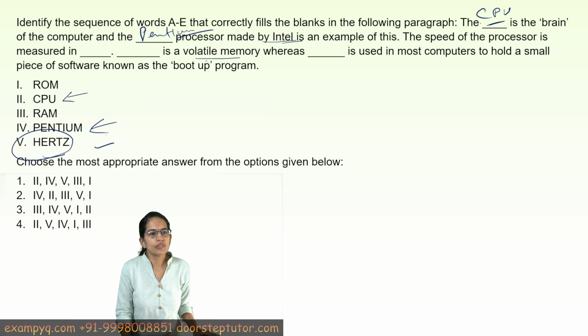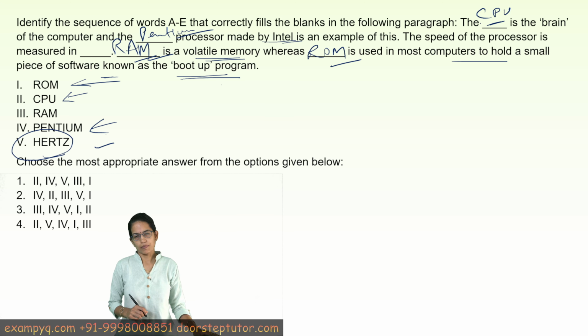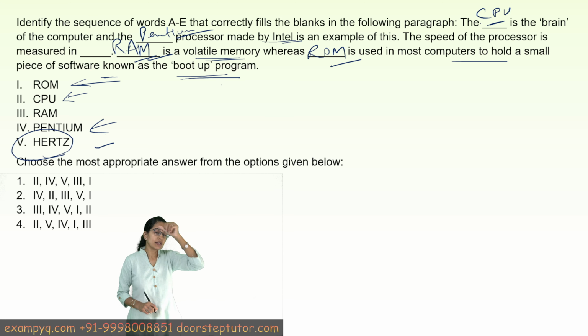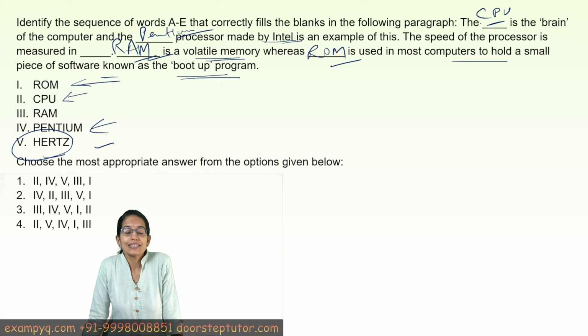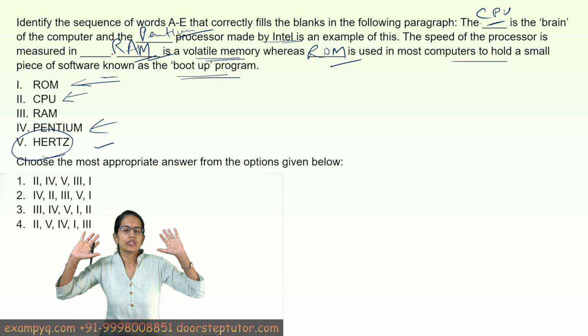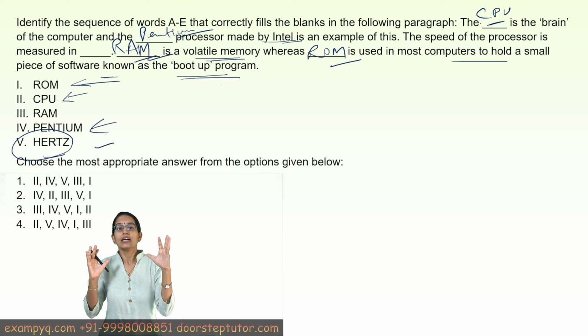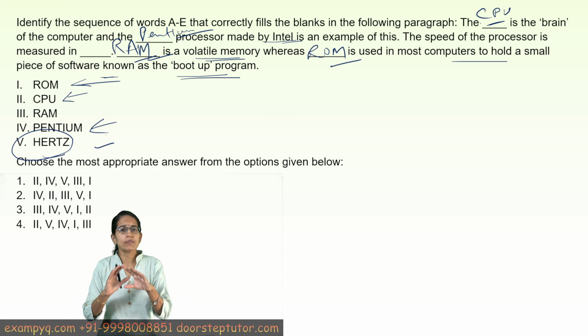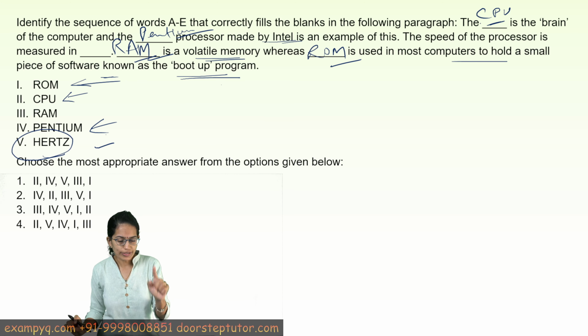Now it says which of this is a volatile memory and which of this holds a small piece of software known as boot up program. So the boot up is in the read only memory. So that's the ROM. Right? And which is a volatile memory? RAM, random access memory, is the volatile memory. Now this we have covered when we have discussed the basics and the fundamentals of computing, but this was a kind of different question because here a fill in the blank was asked and it actually was intended to understand a deeper knowledge about the subject, because variety of things were brought into one question itself.